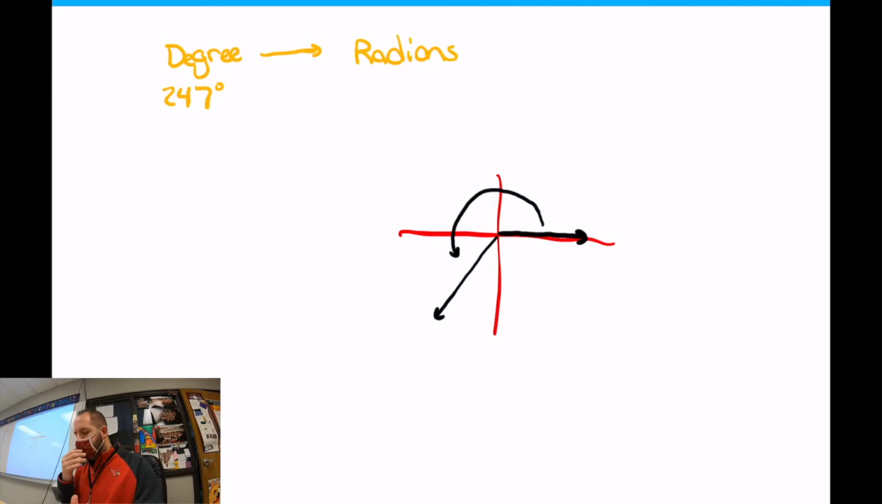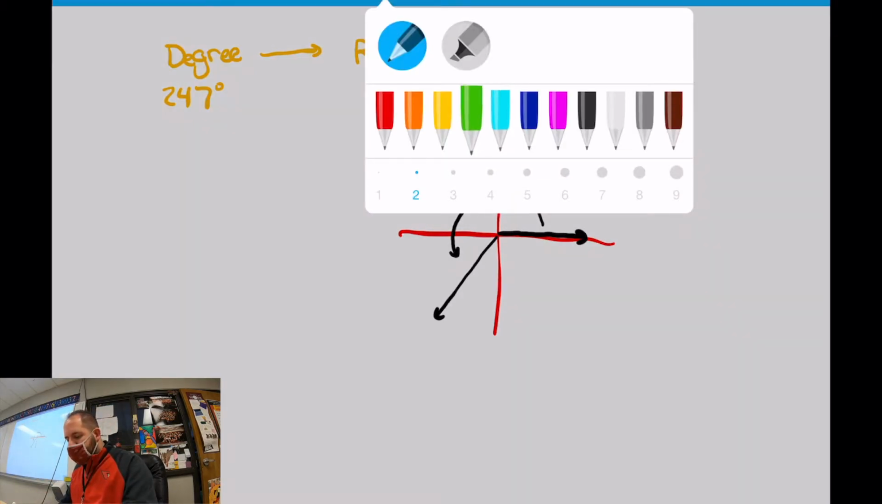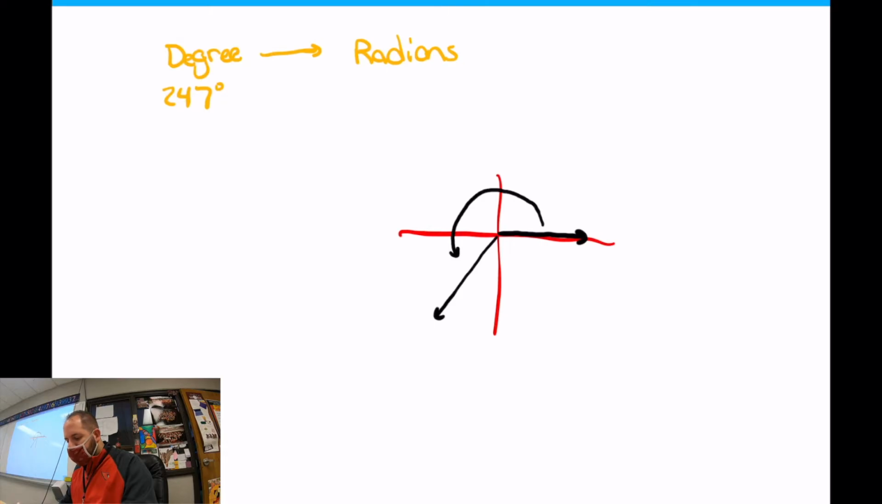I landed on 247. To convert that into radians, I'm going to think about that drawing I did earlier. 1 radian is going the same distance along a circular path that your radius is. Now, I didn't draw this nearly big enough. So whatever this radius is, if I travel the same radius here, that's 1 radian.